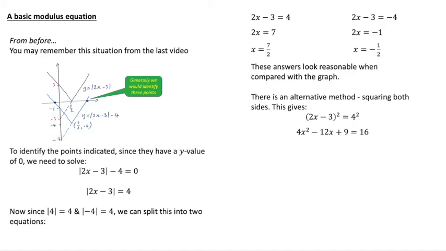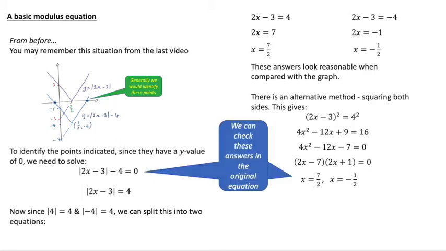If we multiply that out, we get 4x squared minus 12x plus 9 equals 16, so 4x squared minus 12x minus 7 equals 0. We can factorise that. You can work through the factorisation for yourself separately if you wish, but that gives us 2x minus 7 times 2x plus 1 equals 0, and of course we get the same solutions as before. So x is either 7 over 2 or x is minus a half.